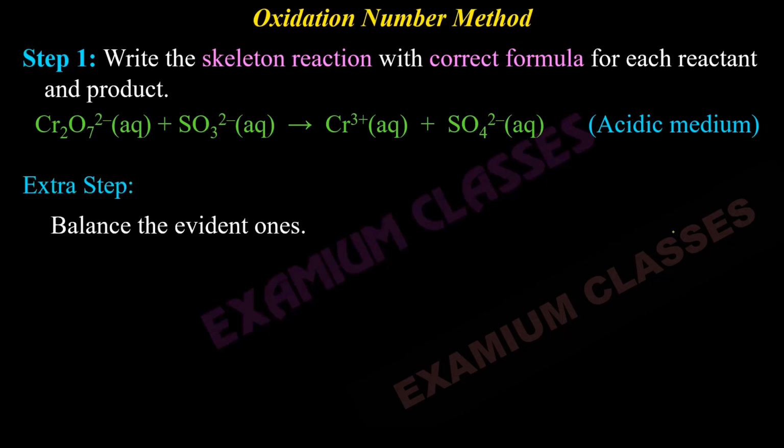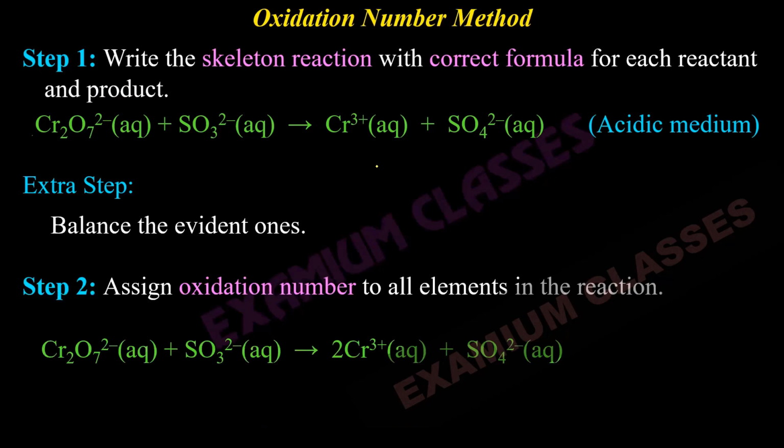After that, there is an extra step which is not written in NCERT, but you have to take care of it. Otherwise, you will not be able to balance the reaction in many cases. That is, balance the evident ones. So here, if you see, you have two chromiums and chromium is available only here on the right hand side. It means on both sides you need to have two chromiums. So you will write 2 here just to ensure that, because this chromium comes only from this particular compound. So both must have the same number of chromium atoms or ions.